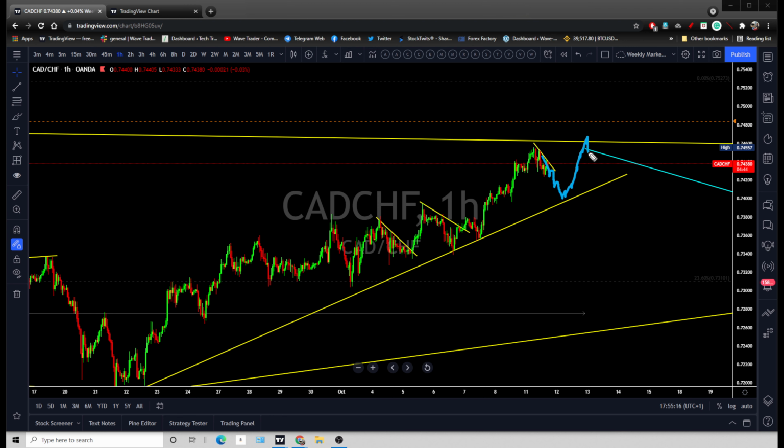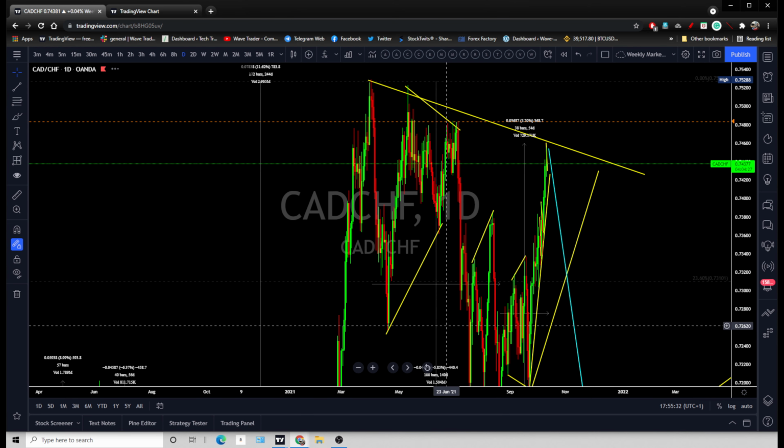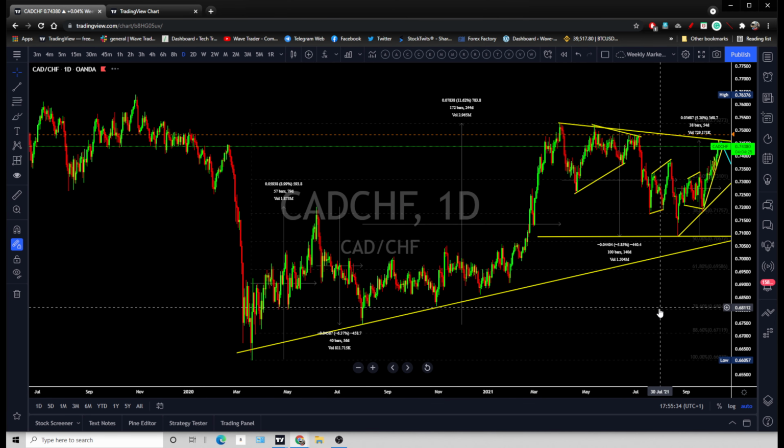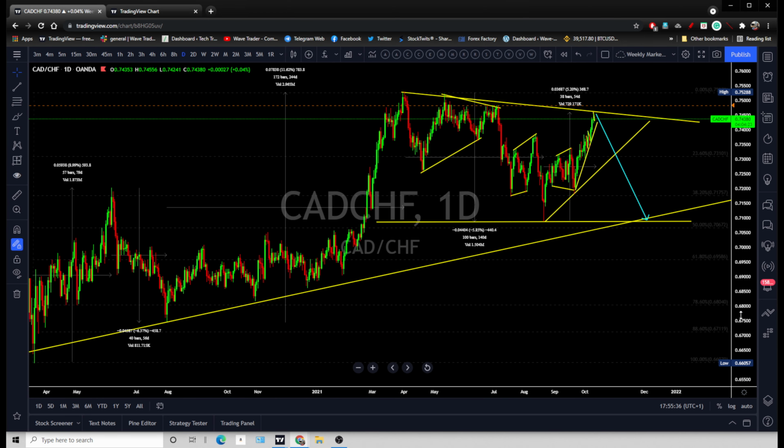Price keeps pushing higher slowly, struggles to break the previous top, and gives you a divergence. Watch every high on it, and then look for it to drop aggressively and keep dropping lower all the way back to that previous weekly low. So this is the update on the CADCHF.